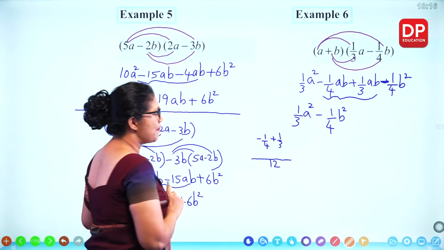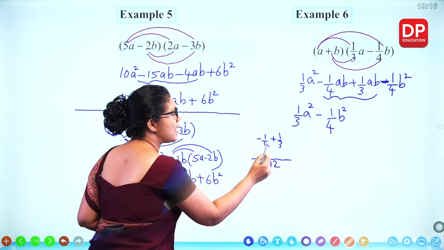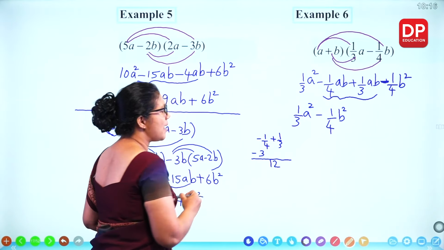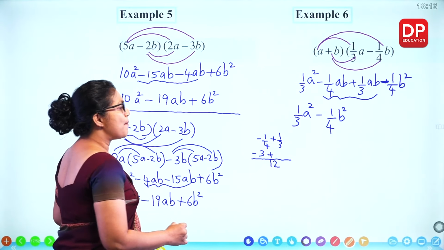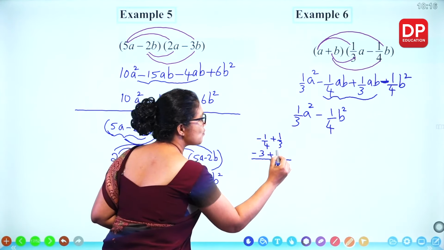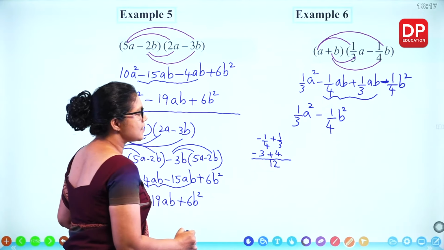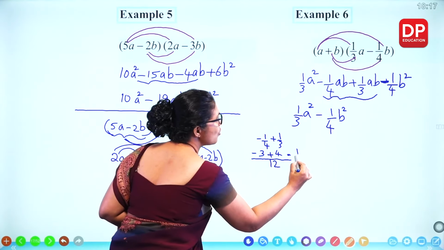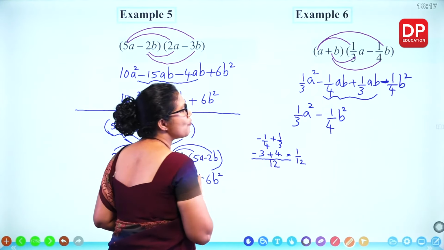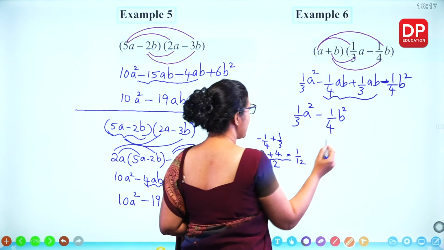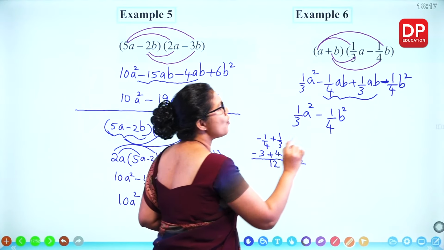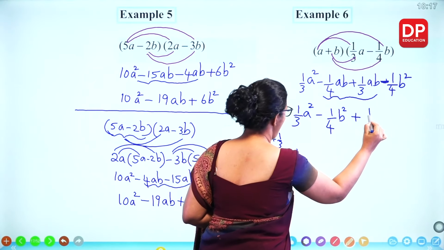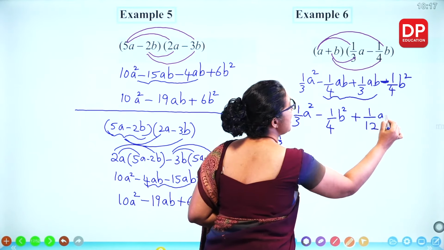So here what happens? 4, how do you get 12? Multiply by 3. So you get minus 3. 3, how do you get 12? By multiplying by 4. 4 times 1 is 4. 4 minus 3 becomes 1. So you get 1 over 12. So what's the final answer when you simplify this? This is positive, minus 3 plus 4. So you get plus 1 over 12 ab.